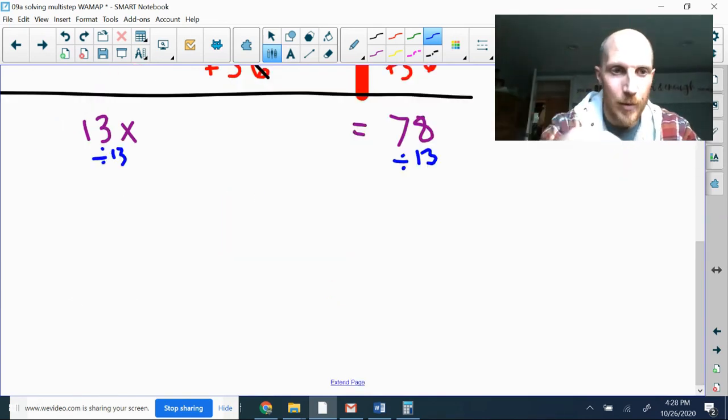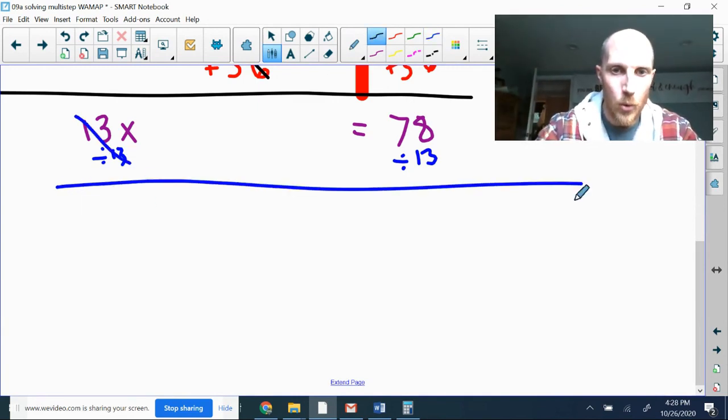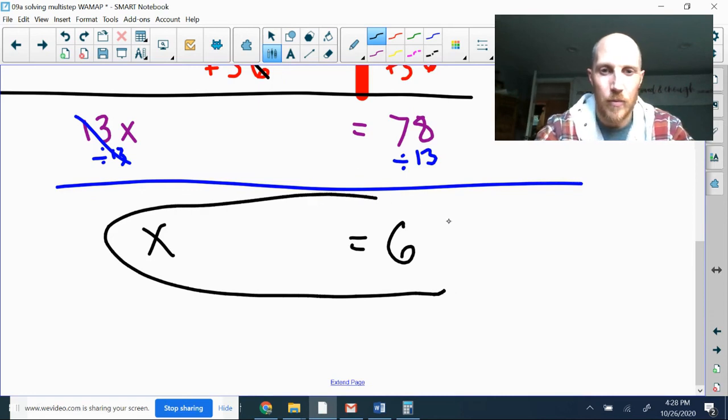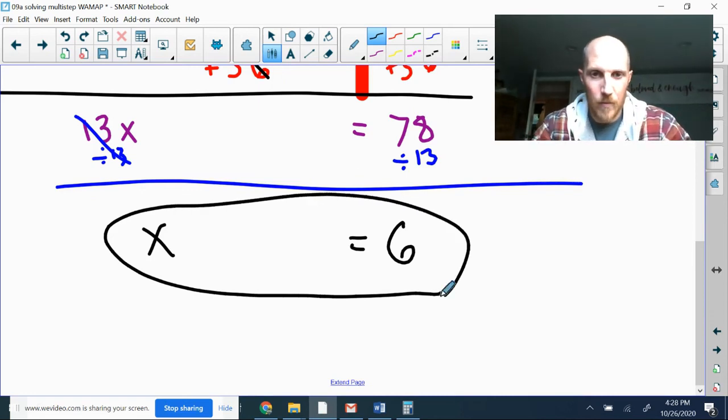A little bit more workspace. The 13's are gone. X equals 78 divided by 13. What's that? 6? X equals 6. Blam!